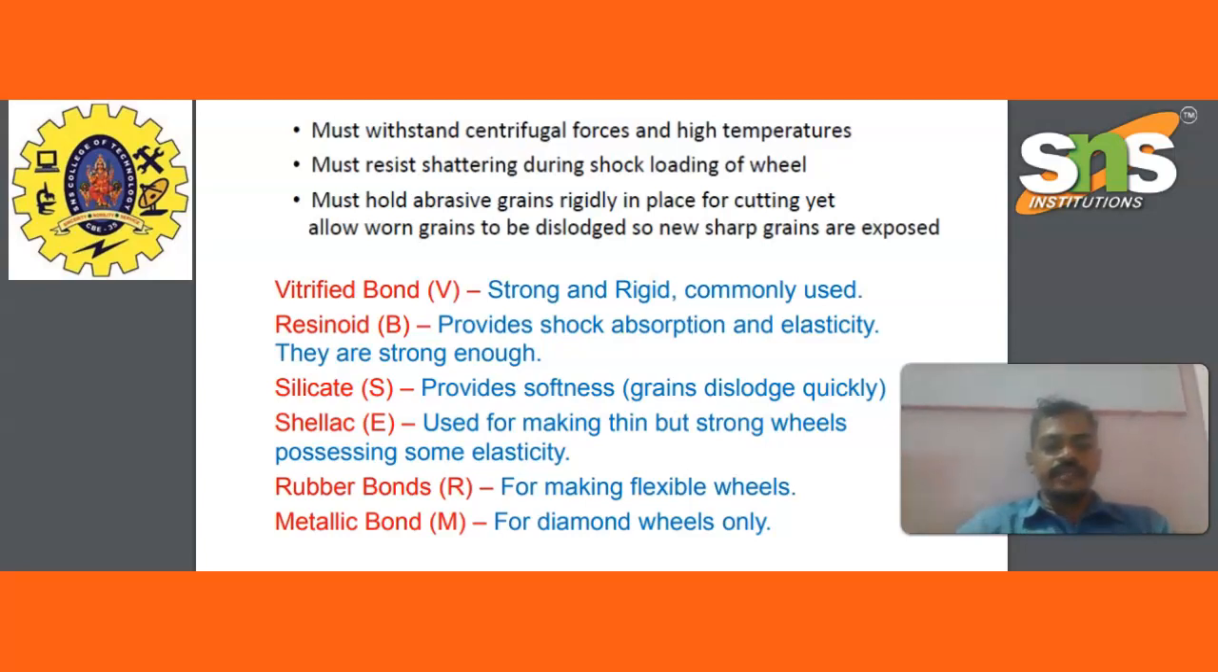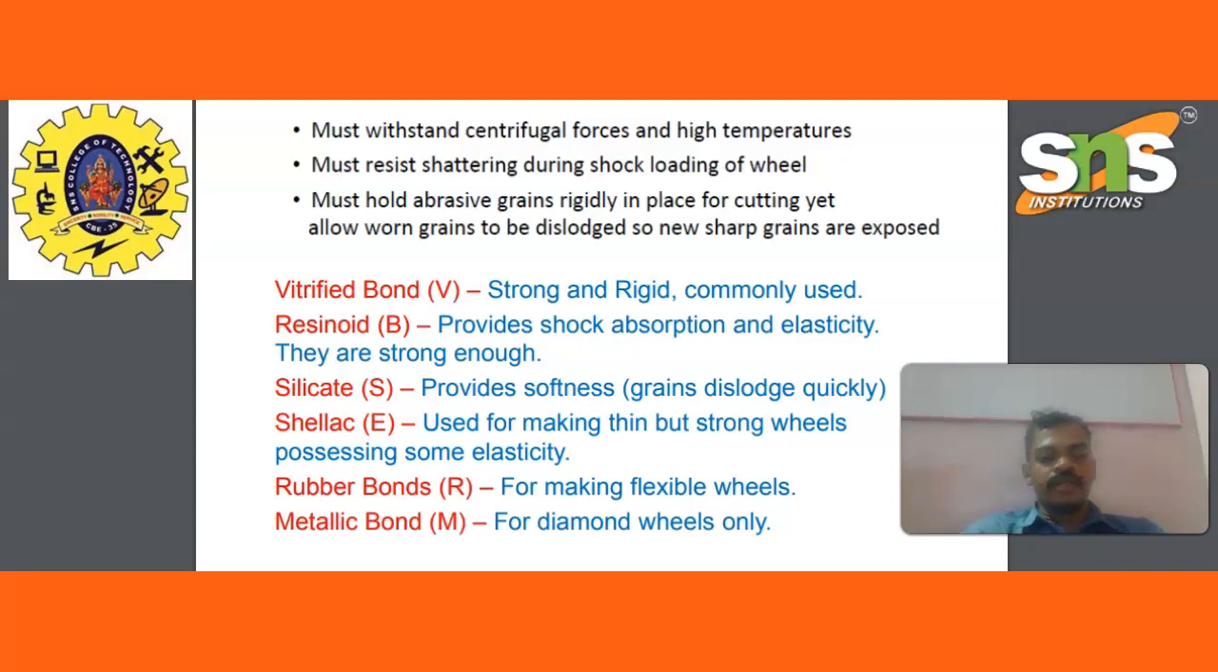Bonding materials. The bonding materials must withstand centrifugal forces and high temperatures, must resist shattering during shock loading of the wheel, must hold abrasive grains rigidly in place for cutting, and allow worn grains to be dislodged so new sharp grains are exposed.